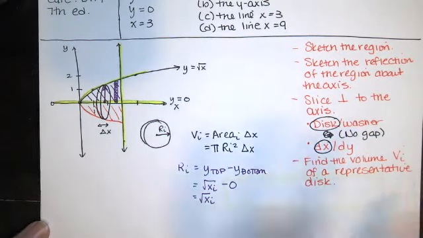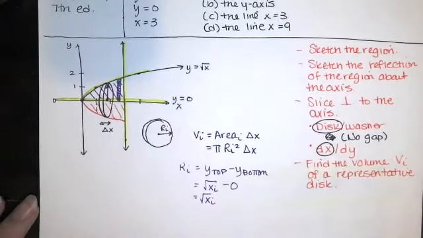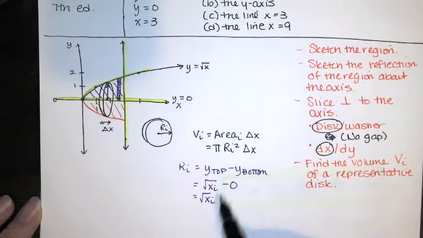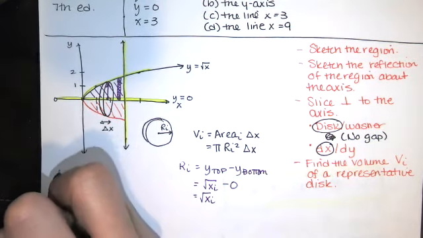And so we're saying find the volume, which we're calling v sub i. That's the volume of the ith disk. That's our representative disk. So we're going to take our square root of x sub i and substitute it in there to find the volume of that disk.